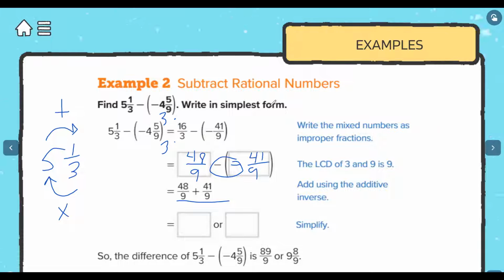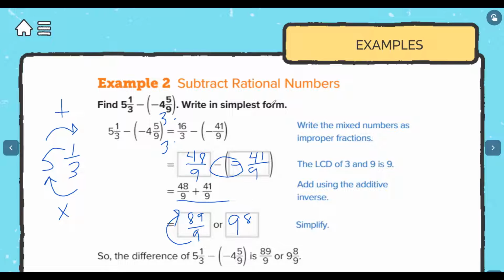What we need to do is add the ones on top. 48 plus 41 is 89 over 9. Or how many times can the 9 go into the 89? It can go 9 times, right? 81, and we will have 8 over 9. So the difference of 5 1/3 minus negative 4 5/9 is 89 over 9, or 9 and 8 ninths. Right? Very good. Let's see a last example.